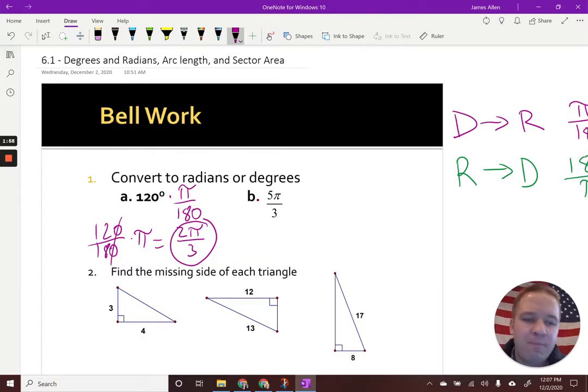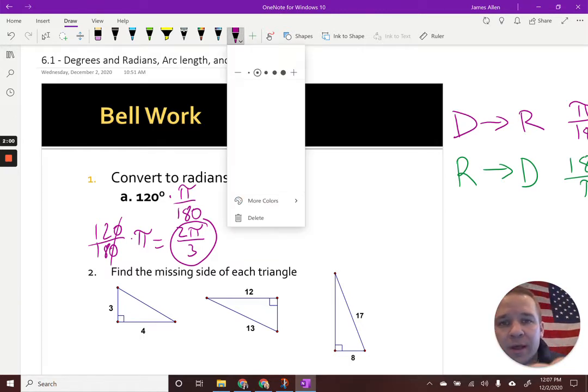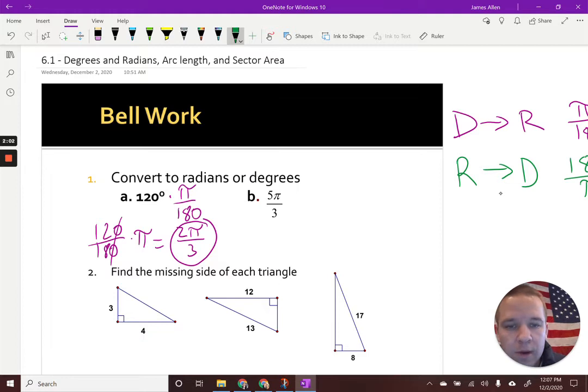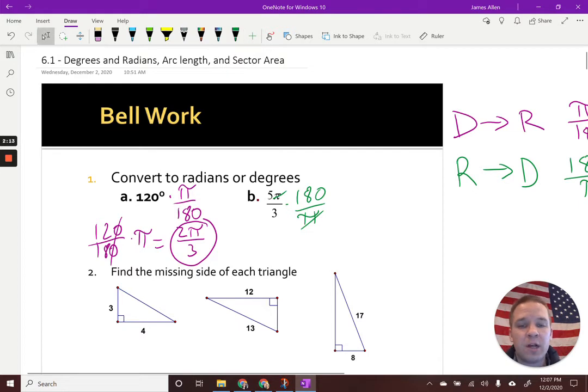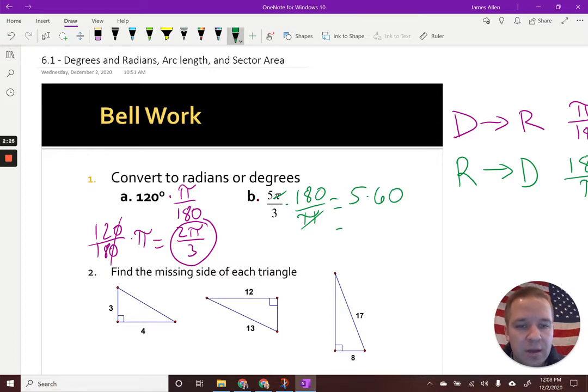Next one. We've got 5 pi over 3. So I'm going to multiply this by 180 over pi. So my pi's are going to cancel. And what I'm going to do to make this a little bit easier without a calculator, rather than multiplying 5 by 180, because that's going to be really large, how about 180 divided by 3 first? That's going to be 60? Yeah. So I've got 5 times 60, which is then just going to be 300. Awesome.